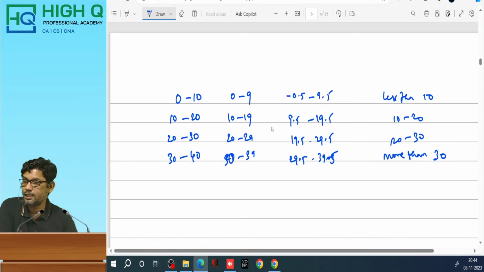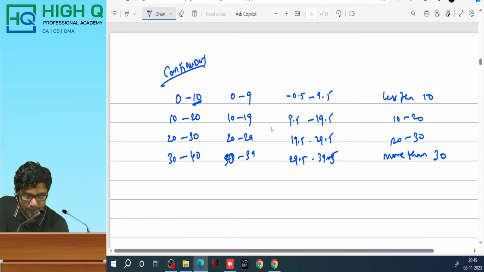Okay. So these are the 4 types of classes. Actually, this one we call continuous class. See, there is a continuity. It starts with 10, ends with 10, starts with 10. There is a continuity. It is a continuous class.